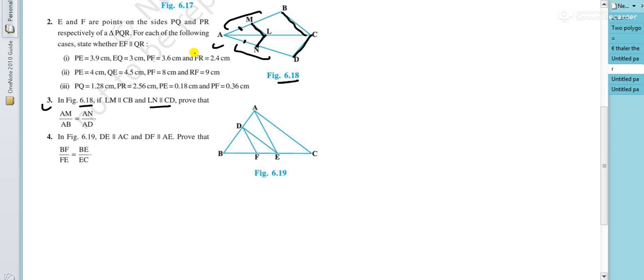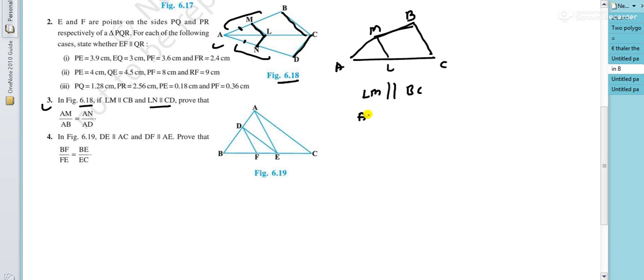If you look at them, this is one triangle. Let me write it first. Okay, it is like this. So here this is A, L, M, B, C, and since LM is parallel to BC, can we write as per BPT, AL by AC, and that will be equal to AM by AB, right, as per BPT, correct.